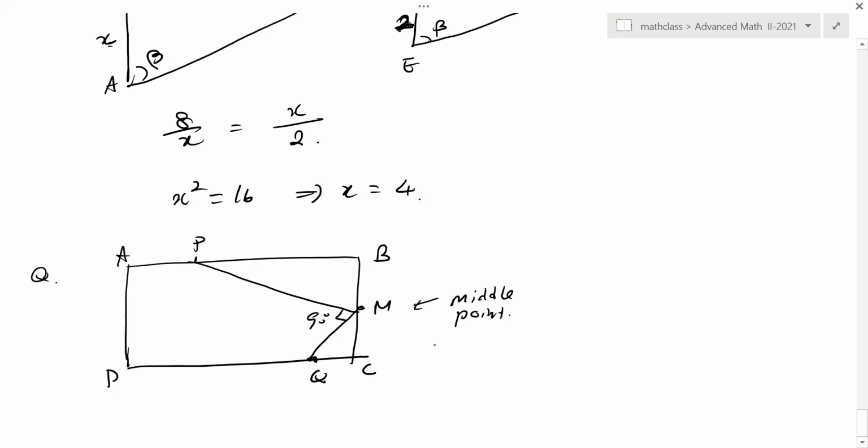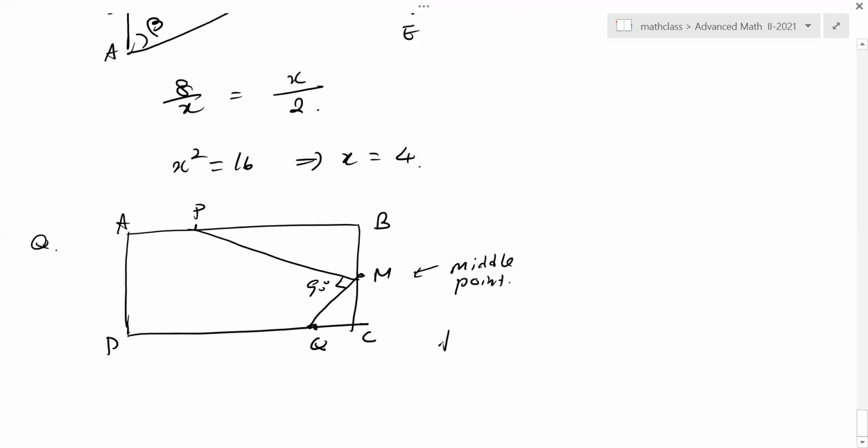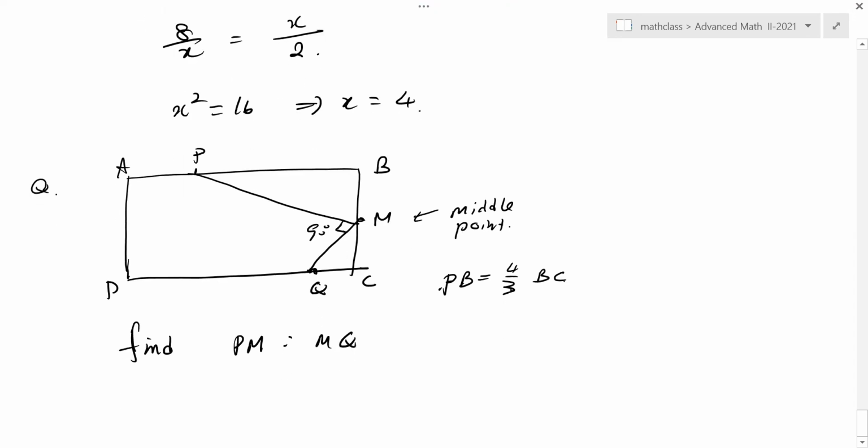And PB is going to be 4 over 3 BC. Okay, that's the information we need. Find the ratio PM to MQ.